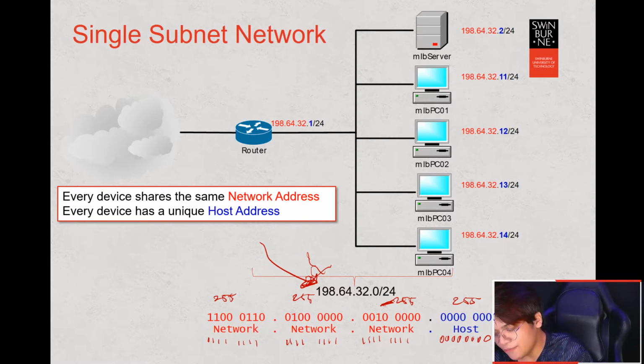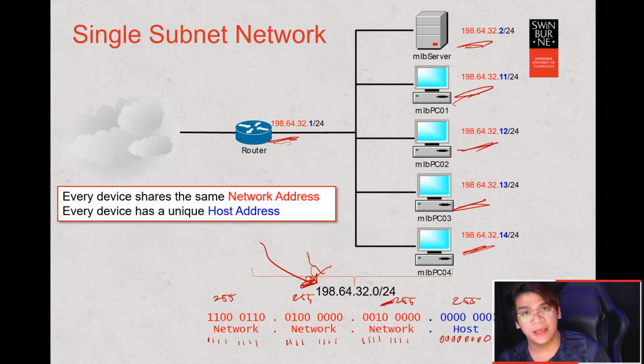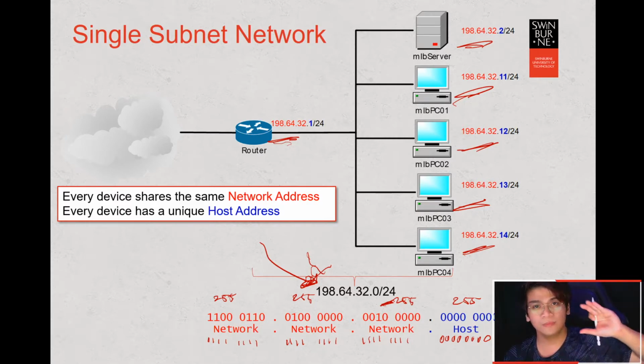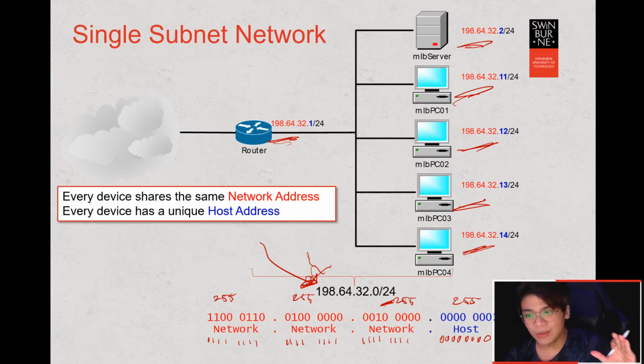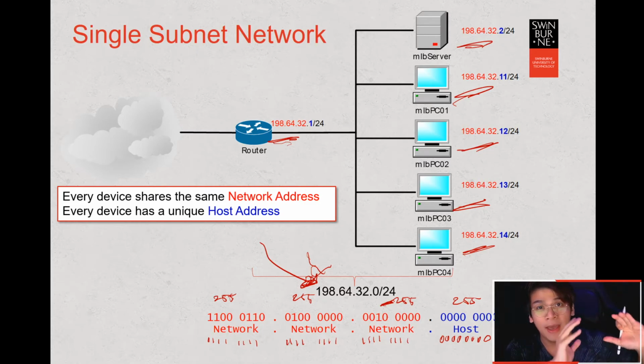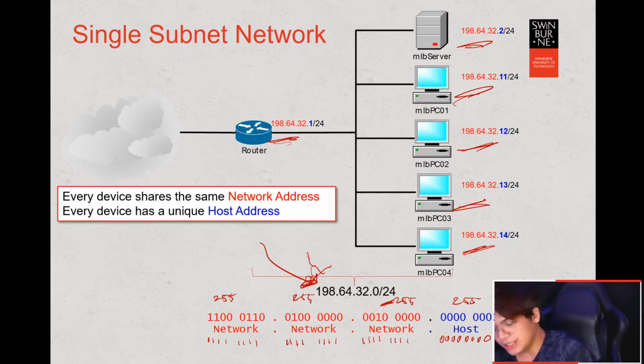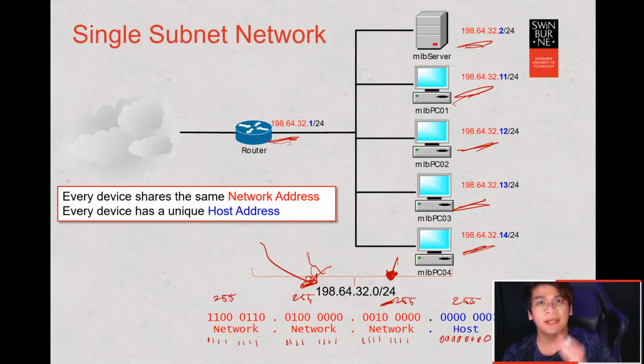As you can see over here, all these devices have this part of the network address the same, because they are in the same local area network, in the same subnet, in the same network. How do you determine which part of the address is the network bits or the host bits? You compare it with the subnet mask.